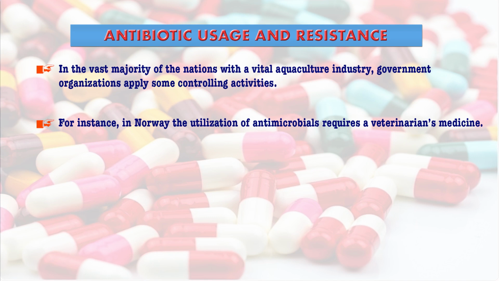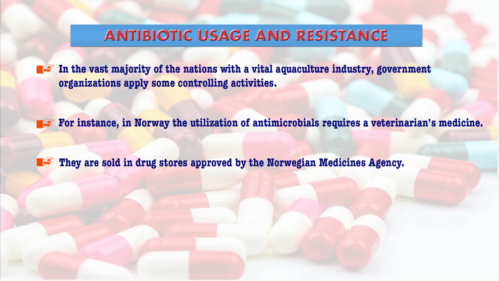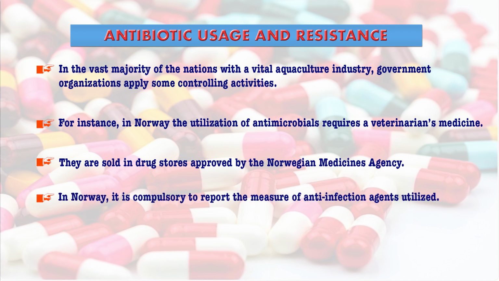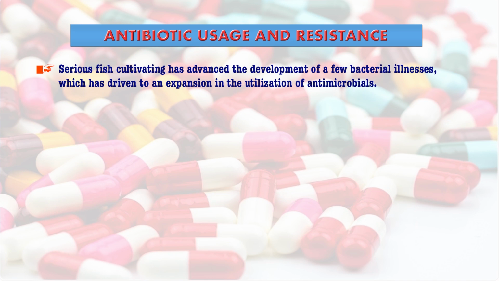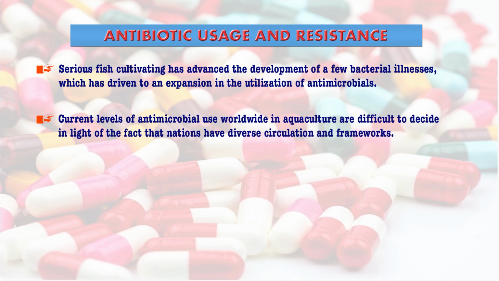So, definitely these organizations are involved, and they set up the guidelines which we have to follow for safe aquaculture practices. Now, if we have to give an example, in Norway, the utilization of antimicrobials requires a veterinarian's prescription. You need their help and their advice, and subsequently their utilization is helpful. And these are sold in drug stores or in certain places approved by the Norwegian Medicines Agency, and it is also compulsory to report the amount of such antimicrobial agents utilized. So, intensive fish cultivation has advanced the development of a few bacterial illnesses, and that has driven an expansion in the utilization of these antimicrobials. The current levels of antimicrobial usage globally in aquaculture are right now difficult to decide because some nations have diverse frameworks, and they have their own guidelines and policies which are being followed.